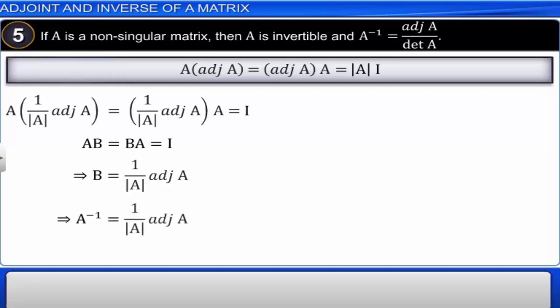Hence, A inverse can be calculated with the help of this formula, provided the determinant of A is not equal to 0.